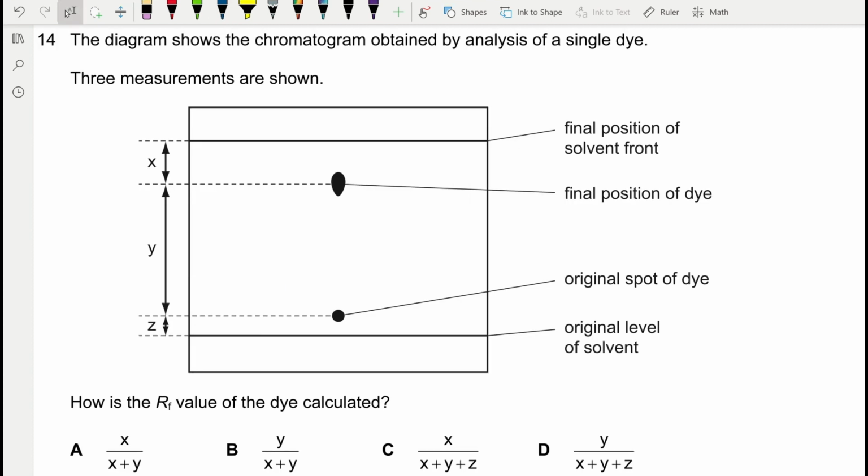Question 14. How is the RF value of the dye calculated? RF value is the distance traveled by the dye divided by the distance traveled by the solvent. So that means it's Y divided by X plus Y. This point here is called the origin, and that is where the spot of dyes or your sample is applied. So the distances must be measured from this level, not from the level of solvent, but from the origin where the dye or sample is applied to.